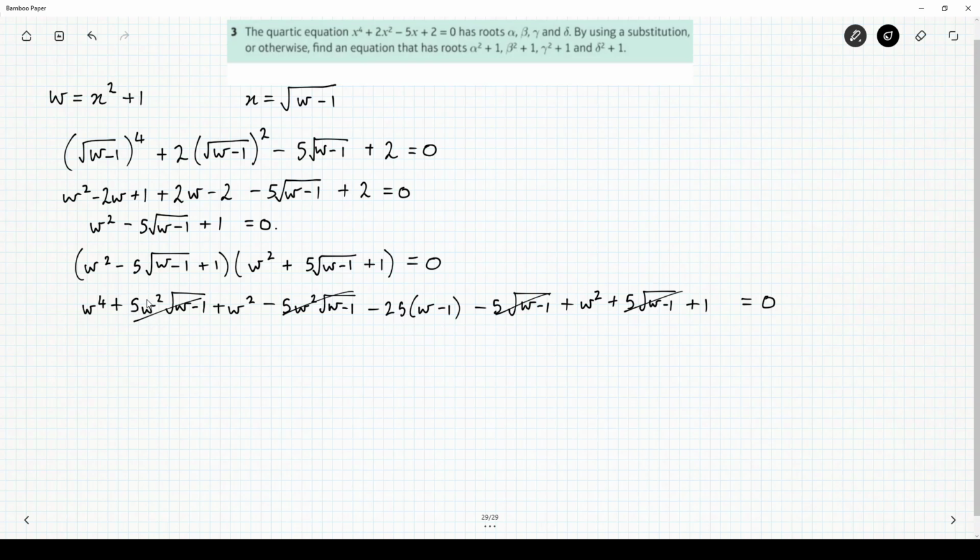So in total we've got w to the 4, it's going to be a quartic. We've got w squared here and w squared here, so 2w squared. We've got minus 25w, and we've got plus 25 plus 1, so plus 26 equals 0. And then this is our quartic with the 4 roots given in the question.